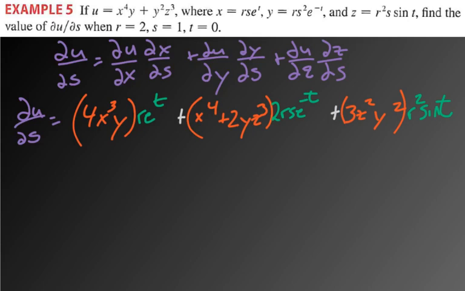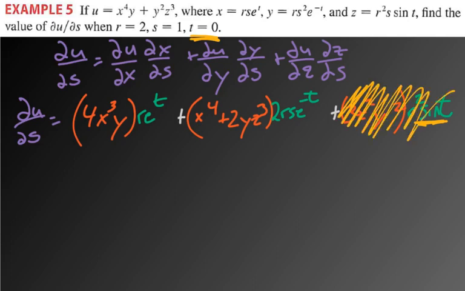Now we want to find the value of this thing when r is 2, s is 1, and t equals 0. One of these things is actually really nice because as t equals 0, if you look over here, we got a sine t. So when you plug in 0 there, you're going to kill all of that stuff. So that's just going to be gone. You don't even need to worry about that. I don't think there's anything else particularly nice here. So now you just have to plug in everything else. I'm just going to do this off to the side.